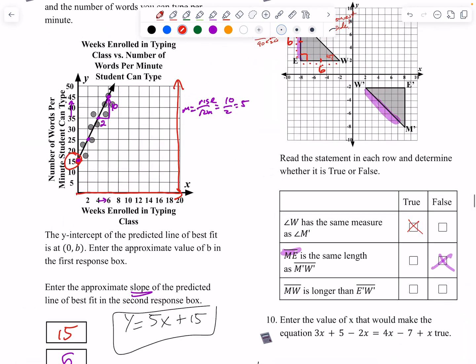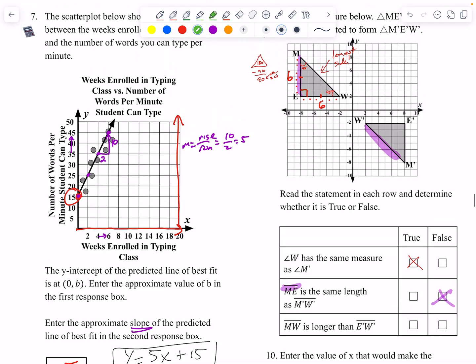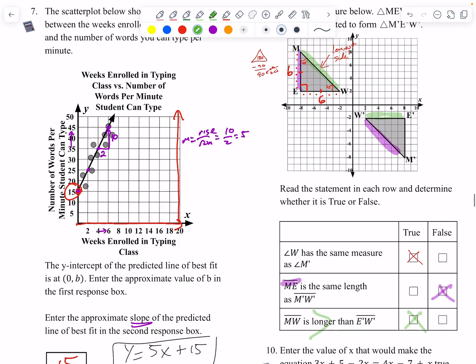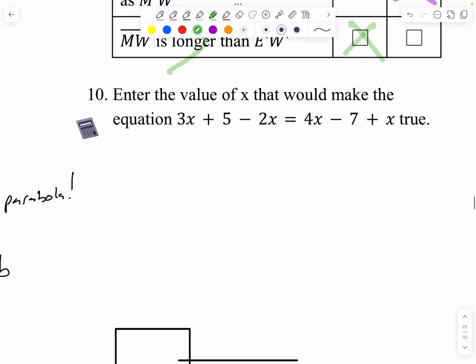All right, and then the last one, MW. So MW, so that's my original one right here. And EW is longer. Okay, I got to read it again. MW is longer, so it's bigger than EW. Yes, that's true. Okay. Again, the hypotenuse. I just said it's the longest side. All right, moving on. All right, straight up equation.